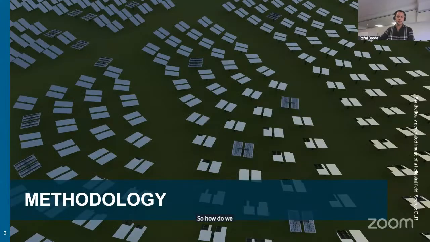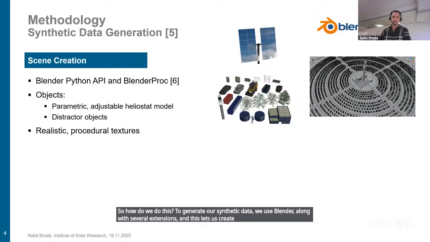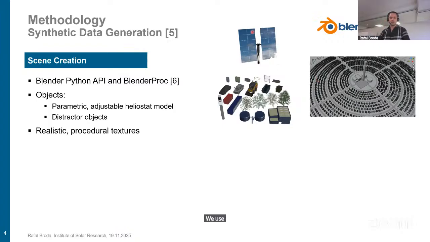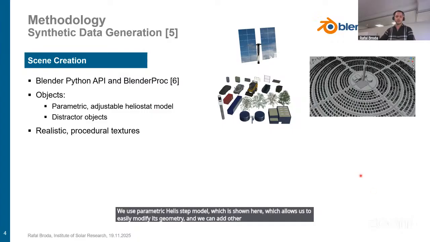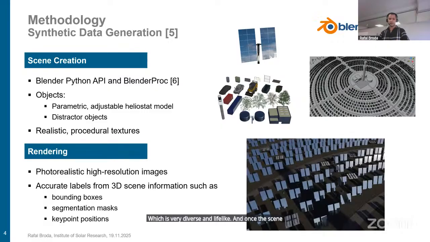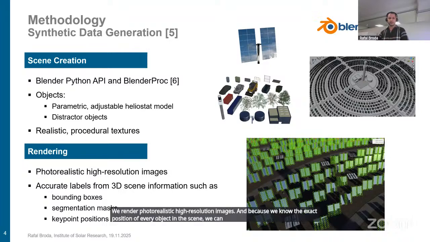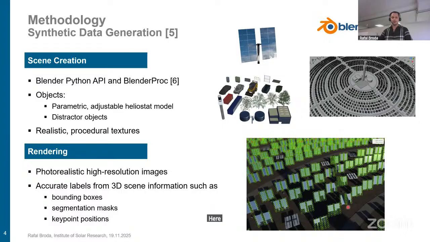So how do we do this? To generate our synthetic data, we use Blender along with several extensions, and this lets us create detailed 3D scenes. We use a parametric heliostat model, which is shown here, which allows us to easily modify its geometry, and we can add other objects, and this results in a scene like here, which is very diverse and lifelike. Once the scene is set up, we render photorealistic, high-resolution images. Because we know the exact position of every object in the scene, we can automatically generate perfect labels for training our deep learning models. This is shown here in this image on the lower right.